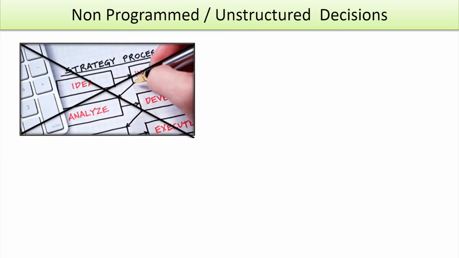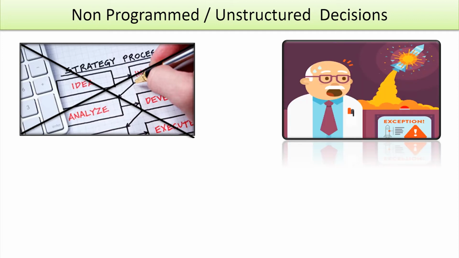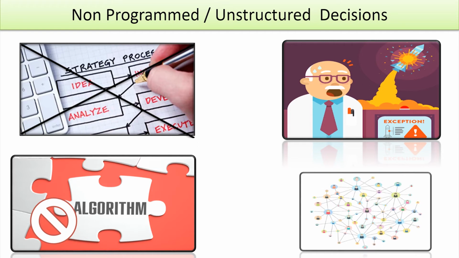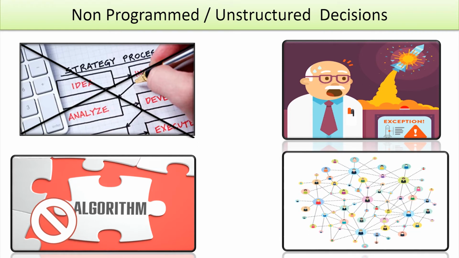Second type of decisions are non-programmed or unstructured decisions. These are not pre-planned and no pre-specified procedure is included in them. They reflect to the occurrence of an exception. It is not possible to specify algorithms or decision rules for them. These do not have a well-defined structure and nature. These are not based on routine in nature, and they are taken once in a while, that is, their frequency of occurrence is less.